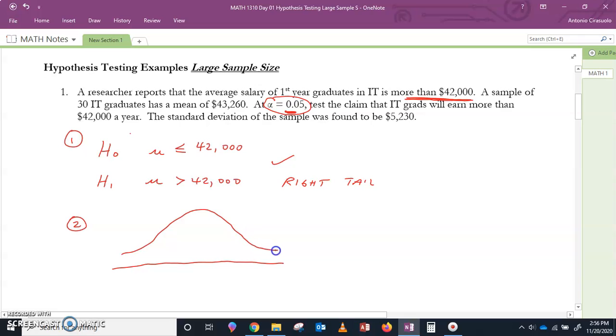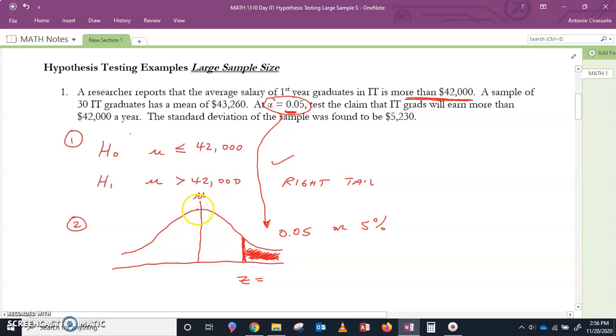And since it's a right tail, we're going to draw it like this. Here's our tail, and this is where this comes into play. That means that the area here is 0.05, or there's a 5% chance of making a type 1 error, rejecting H naught when it's in fact true. Now the question is, what is the Z value going to be when this area here is 0.05?